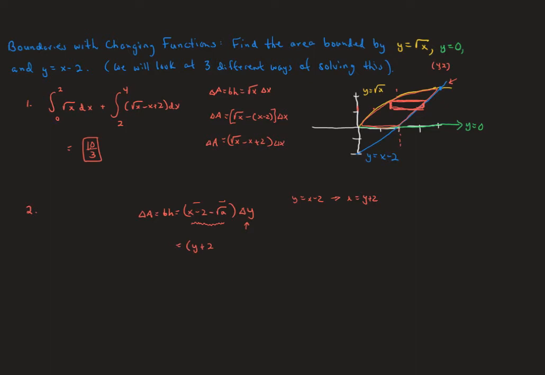And in our square root of x, where we had y equals square root of x, now solving for x, we're going to get x is equal to y squared. So our left curve, that yellow curve, the left part of our rectangle there, is now going to be minus y squared. And there's our delta y. So now our area of that rectangle is going to be y plus 2 minus y squared, all times delta y.